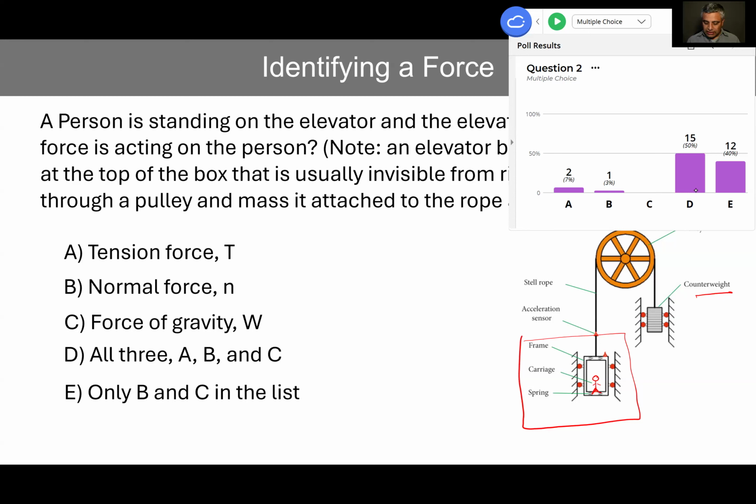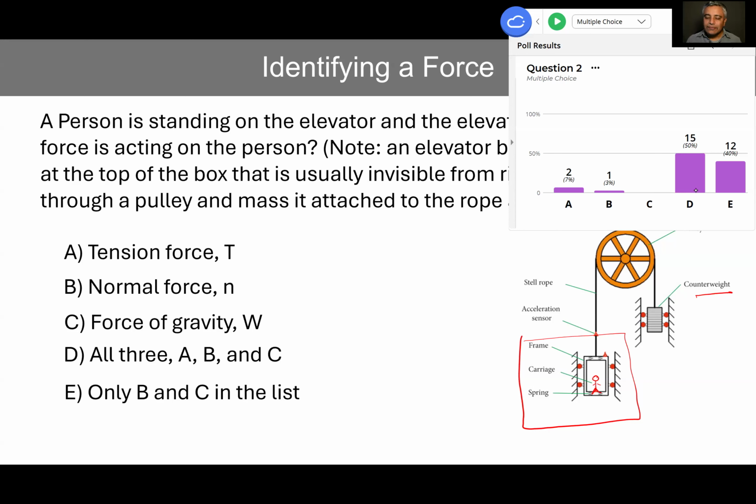And normal force, person is standing on the floor, so the elevator floor is supporting the person, so there is normal force, makes sense. Tension force. So tension force acts through the rope, string, right? And these are all contact forces. I mean, tension and normal, they are contact forces. So to act tension force, the rope has to be touching the person. Rope has to be in contact to the person.